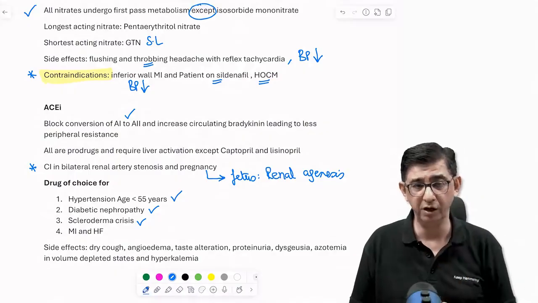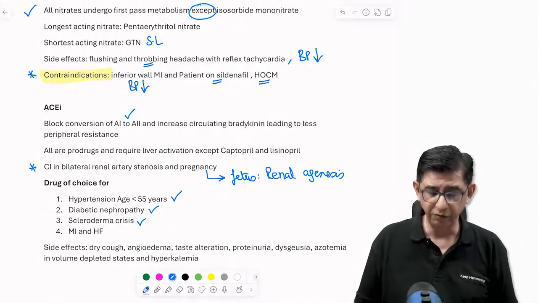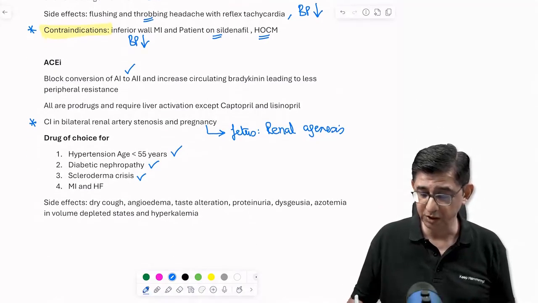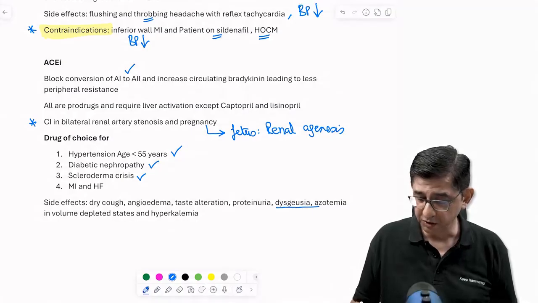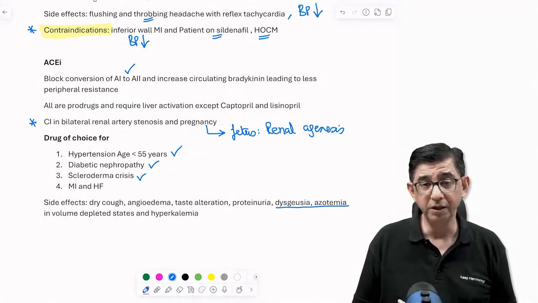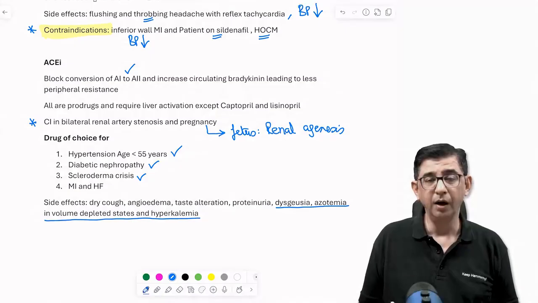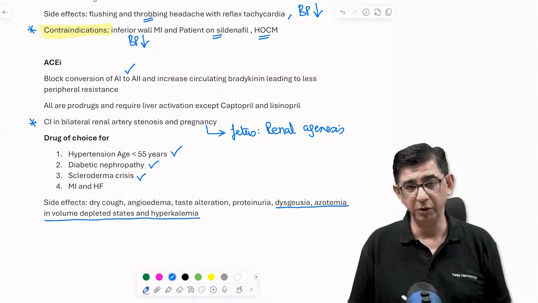They're used in MI and heart failure also. The side effects are obviously like dry cough, angioedema. वो ये सब नहीं पूछेगा, वो आपसे क्या सुनना चाहता है. So these are the side effects that the examiner wants to hear. Change in taste, azotemia in volume depleted states, and hyperkalemia are the neglected side effects of ACE inhibitors.